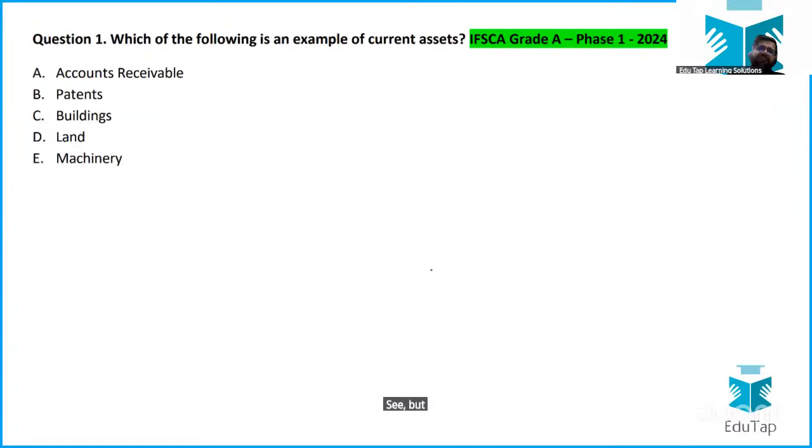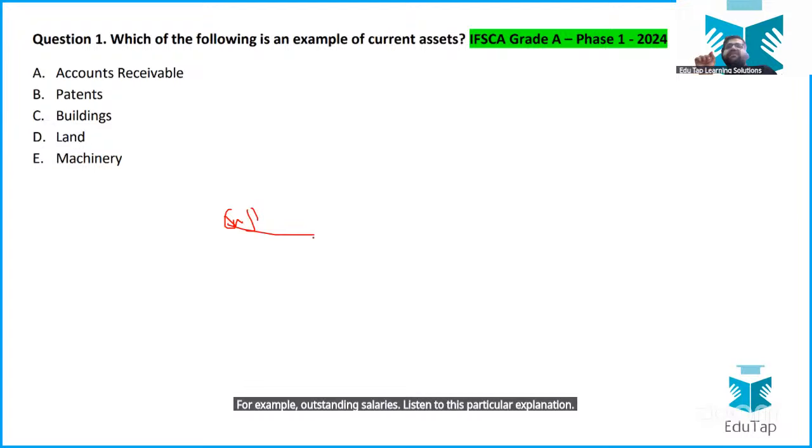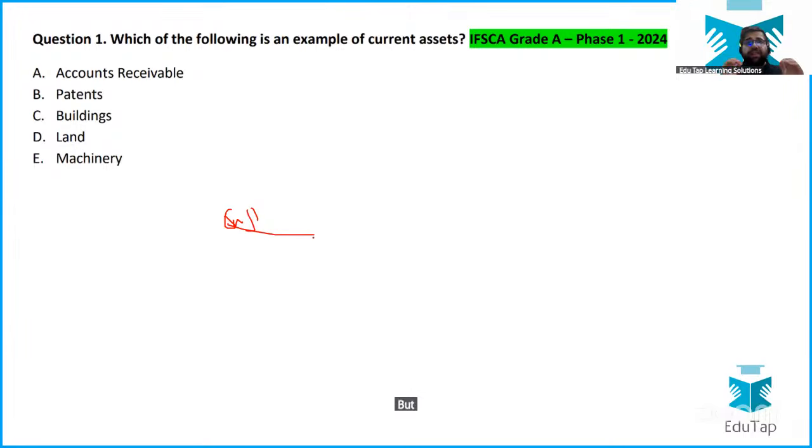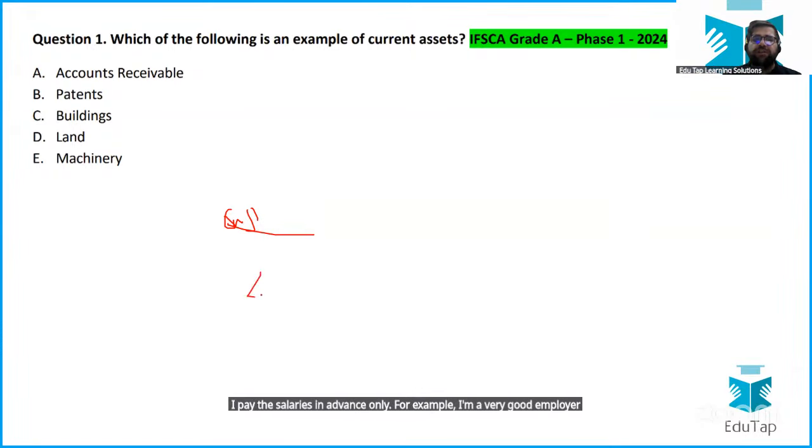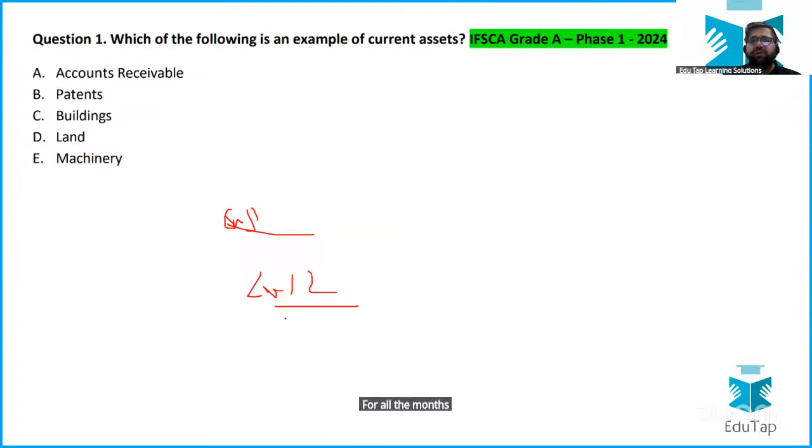See, but certain times what happens is you try to prepay. Prepay as in, I have paid in advance. For example, outstanding salaries. Listen to this particular explanation. Outstanding salaries are the salaries which I have yet to pay. So I will be calling them a current liability. But if I pay the salaries in advance, for example, I'm a very good employer, for the year 2012, for all the months of 2012, I paid the salary on 1st January itself.